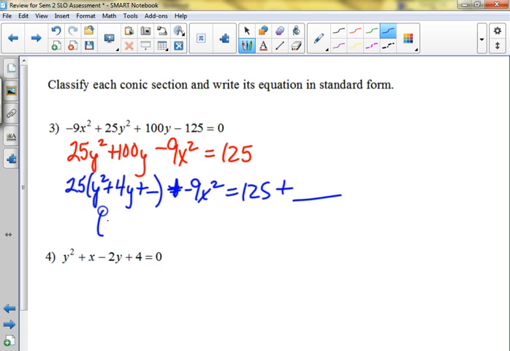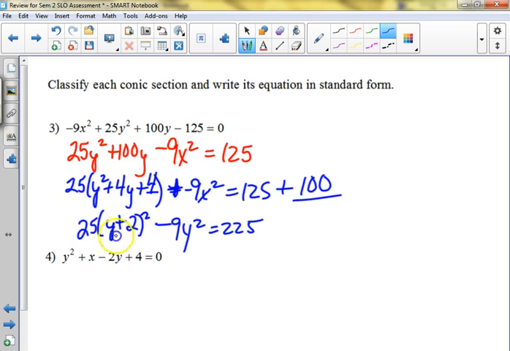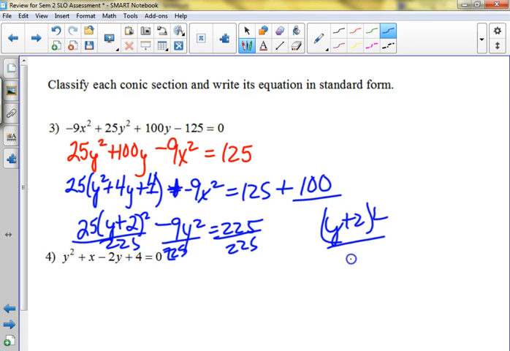Okay, we get y plus 2 squared is 4, which means we're putting over here 100. Still have a 25 out here. We have a minus 9x squared equals 225. If we divide by 225, somebody help me quick. I want to be done and move on here. Y plus 2 quantity squared over 9 minus, 9 goes into 225 25 times, right?